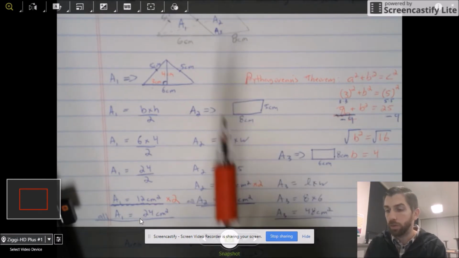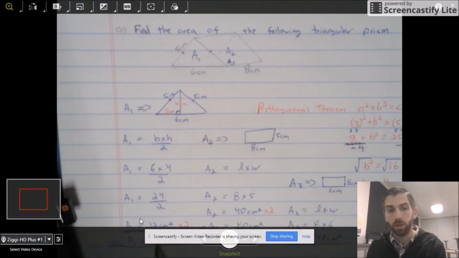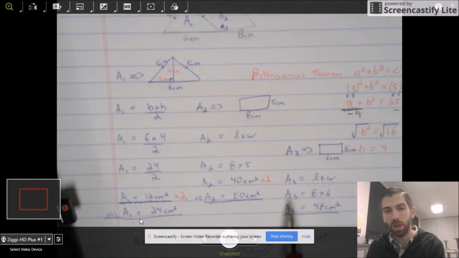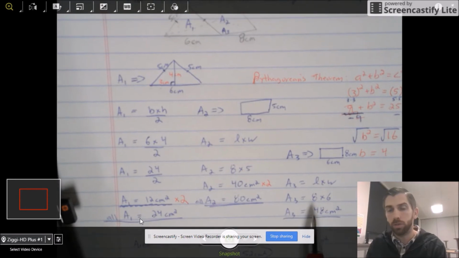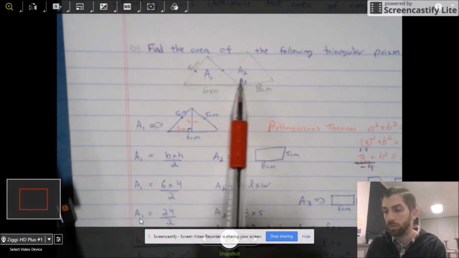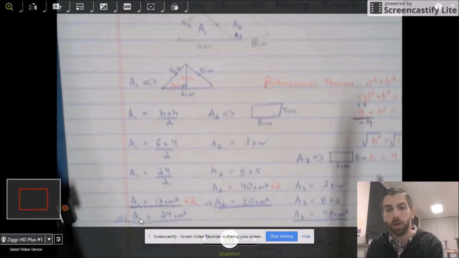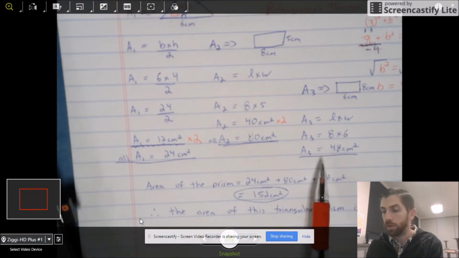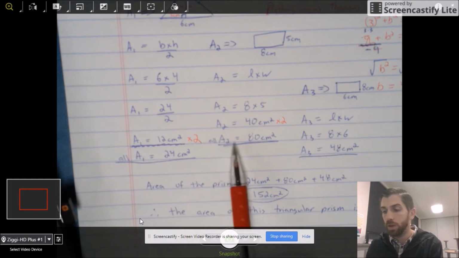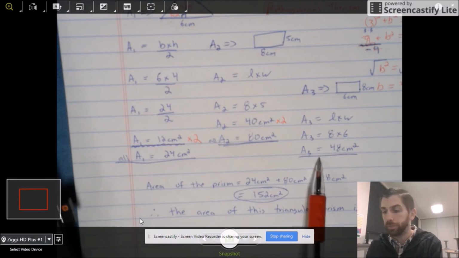Now remember, we have to figure out how many of those are there. Are there 2 A3s, like there was 2 A1s, and there was 2 A2s? Well, if we look at the picture, the A3s are just the bottom of this prism, and there is only 1. So we don't need to multiply this one by 2. So I'm going to underline that A3. So I have all my A1s is 24 centimeters squared, all my A2s are 80 centimeters squared, all my A3s are 48 centimeters squared.